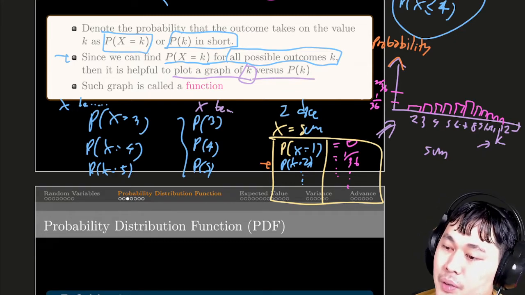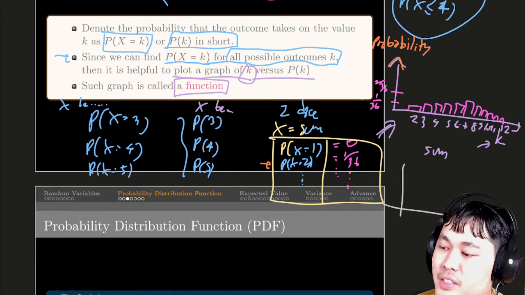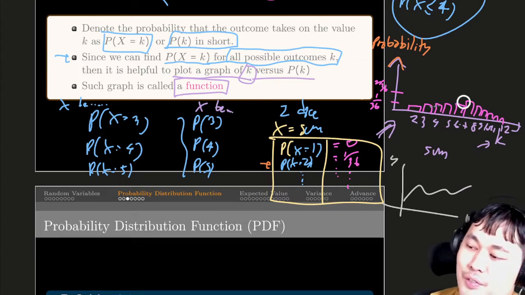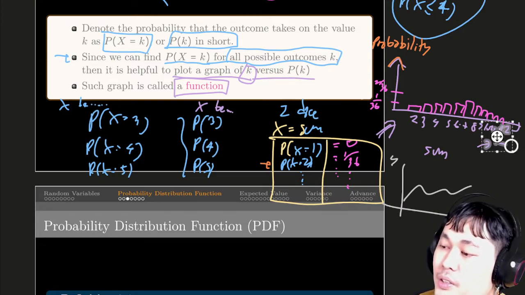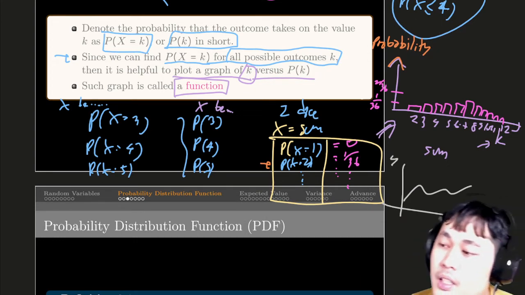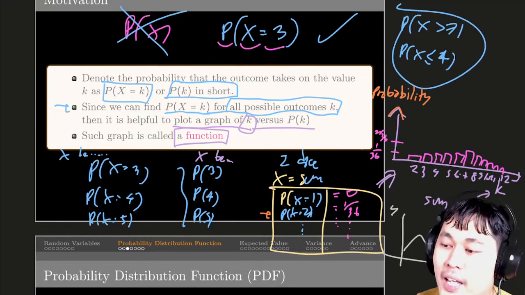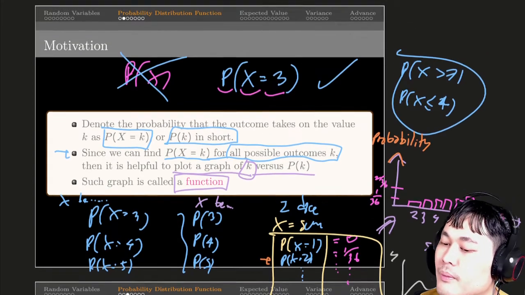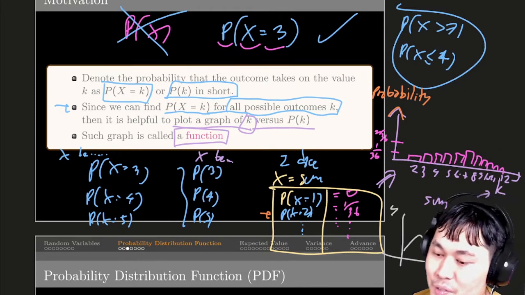And this graph is what we call a function. That's like the function we plot with x and y, going up and down. And this is also a function, right? There are two variables. The first is x, the unknown. Y is the outcome of the function, or in this case, the outcome is the probability of that event. So here we have a function. We put everything we know into a nice graph. And that's why the formal definition is a function.